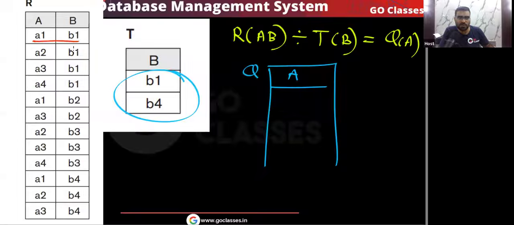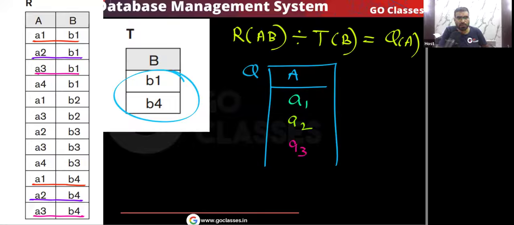A1 is pairing with B1. A1 is pairing with B4. So A1 will come. Yes or no? Next, A2, B1. Do I have A2, B4? Yes, A2, B4. So A2 will come. Next, A3, B1. Do I have A3, B4? Yes, A3, B4. So A3 will come.